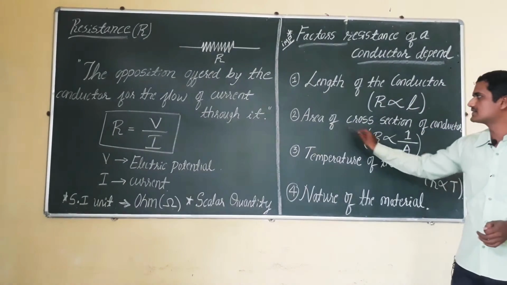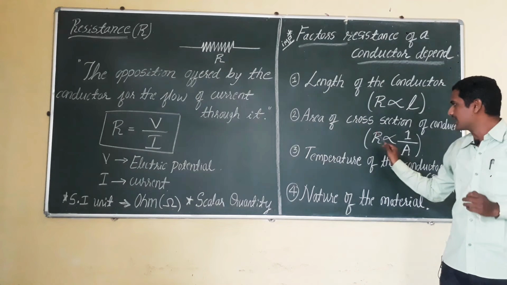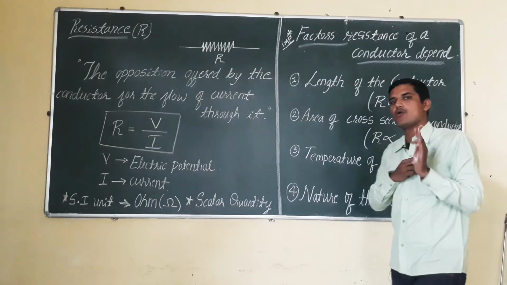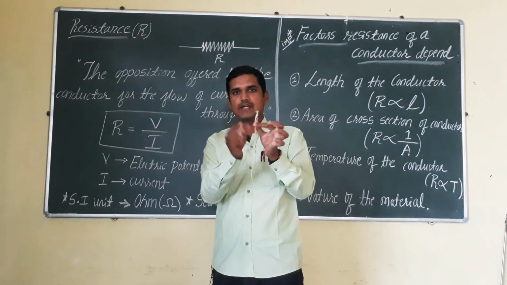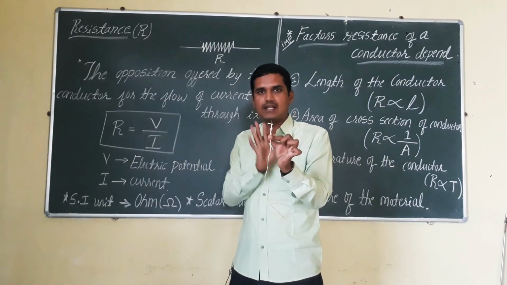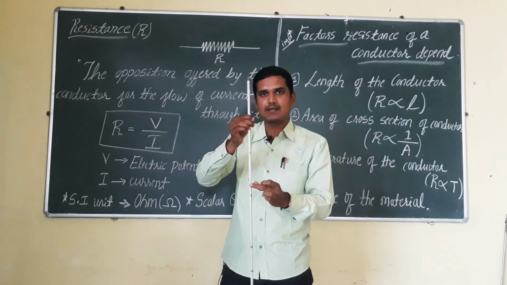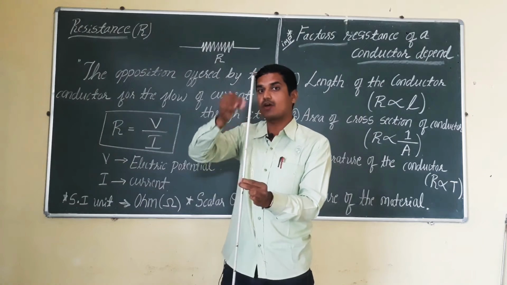And the second factor is the area of cross section. Here you will get some confusion. Resistance is inversely proportional to area of cross section. I will tell you very clearly what this area of cross section is. Observe this wire properly. This wire is very thin in nature, which means its area is very less. And this conducting material has a large amount of area. That means area of cross section is more.